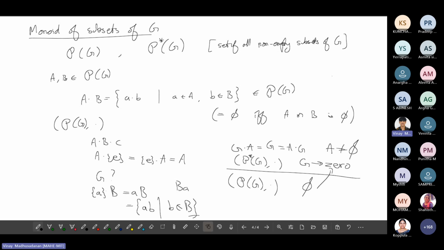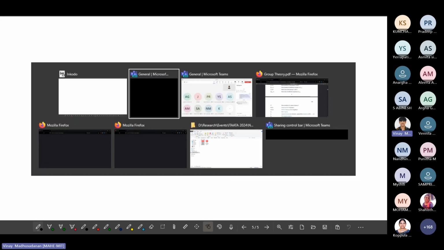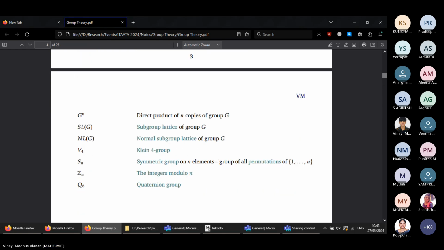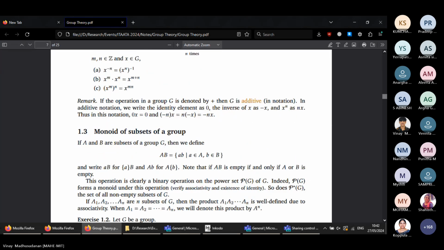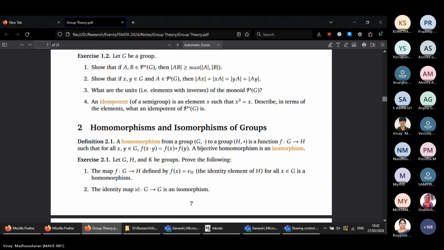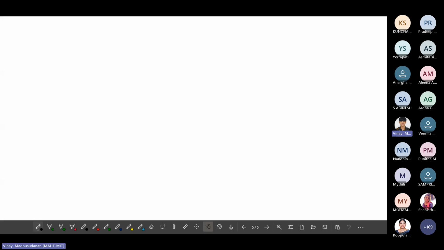Since I can do this with any number of sets, I can also do things like A, B, C. This is also well defined. Yeah, there are some exercises. We'll take these up in the tutorial. So we'll explore all of these in more detail. My main idea now is to cover the definitions. So we'll take a brief look at homomorphisms, isomorphisms before we even look at subgroups.